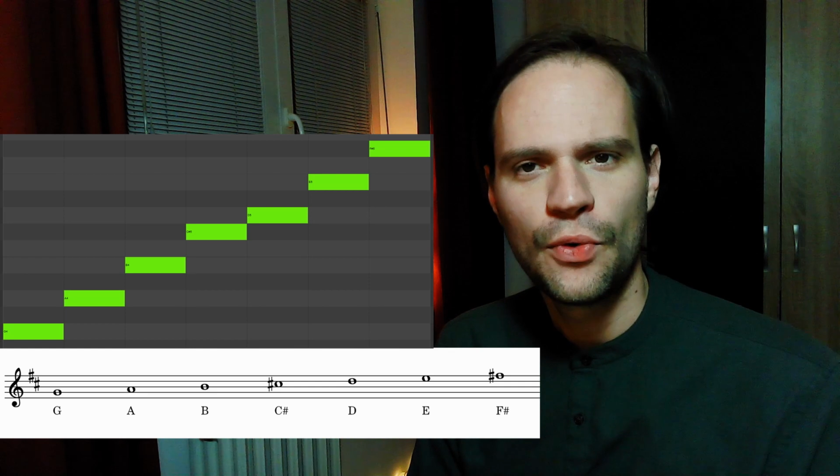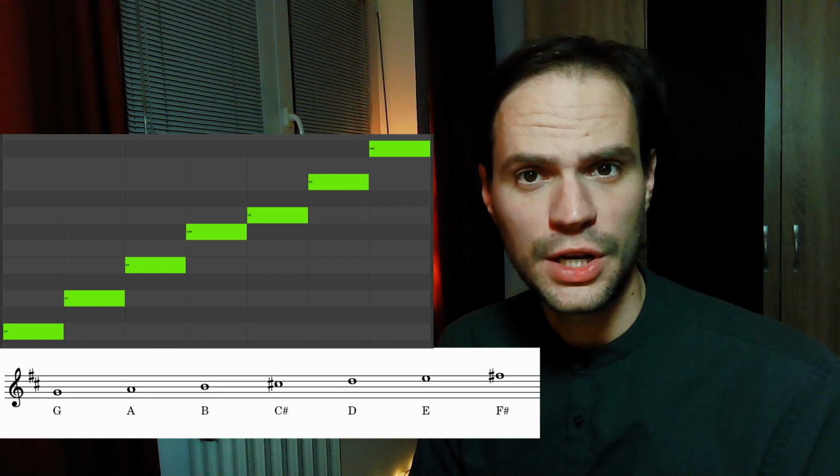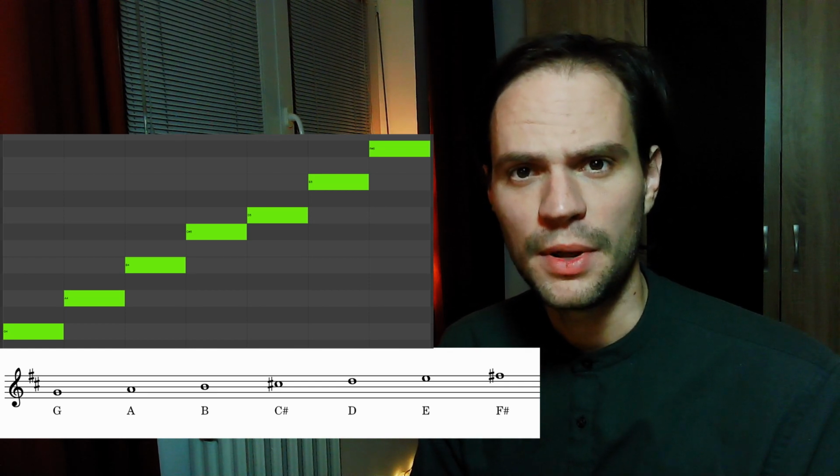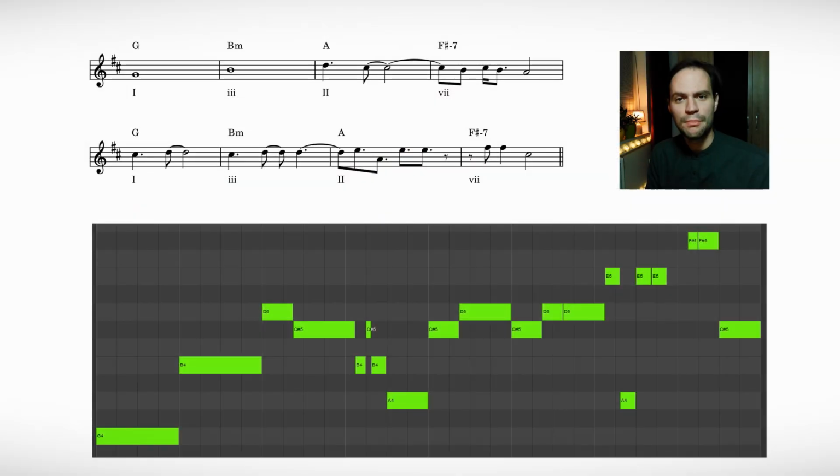This part is in G Lydian, and the raised 4th tone that is unique to the Lydian mode is the C sharp in this case. As you can see, the melody emphasizes the C sharp on many occasions, so the result is that the Lydian mode is really noticeable. If you want your chord progression to sound like it's in the Lydian mode, then you need to emphasize the chords that have the raised 4th scale degree in them, because this is the tone that's unique to the Lydian mode.